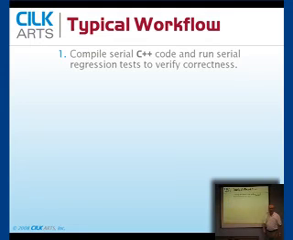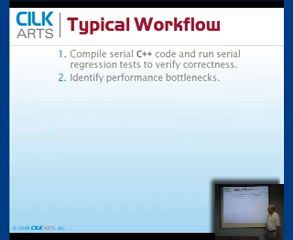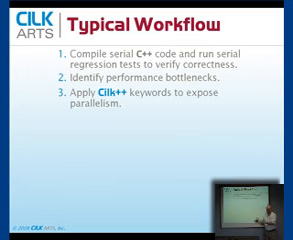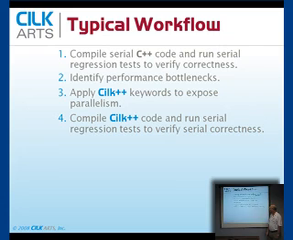So the typical workflow for developing an application is to start by compiling your serial C++ code and running regression tests to verify correctness. So step one really should be step 0, I guess, because that's normally where most people start. Step 2 is to identify where your performance bottlenecks are, because there's no point in trying to parallelize something that is already fast. Then you apply the Cilk++ keywords to expose the parallelism that's in your application, and then you compile and run the serial regression test to verify that your code is still correct with the keywords that you've inserted.